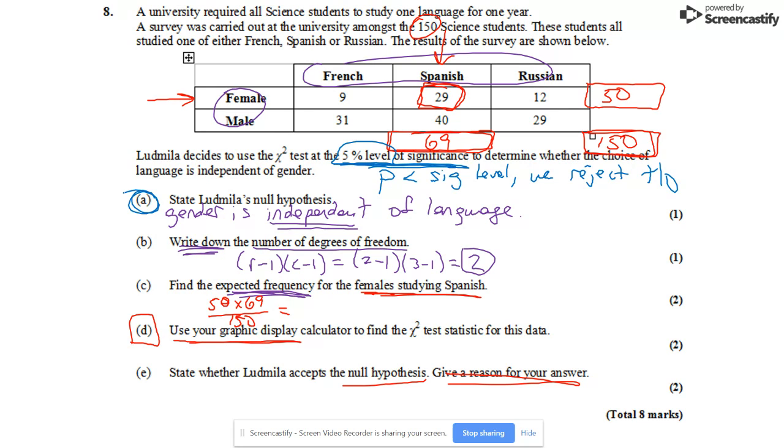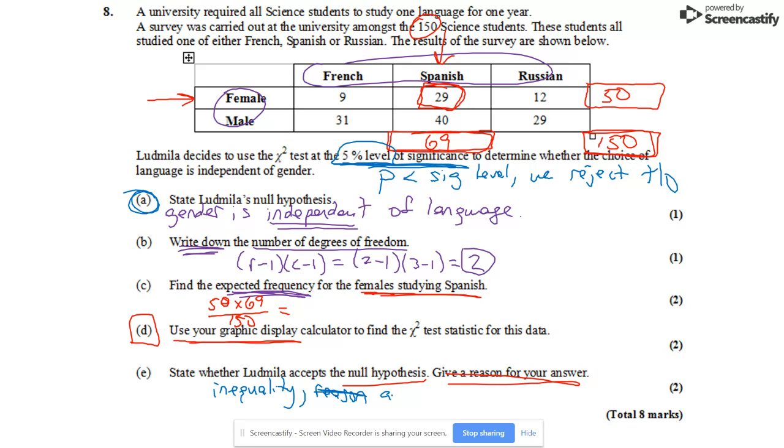Again, the rest of that's fairly straightforward. Using your calculator to figure out the rest of that information and make your comparison. For part E, just make sure that you make this comparison. Whatever your p-value is, whether it's greater than or less than the significance level, you need to write that inequality. So you'd write that inequality and then give your reason. Or sorry, the inequality would be your reason.